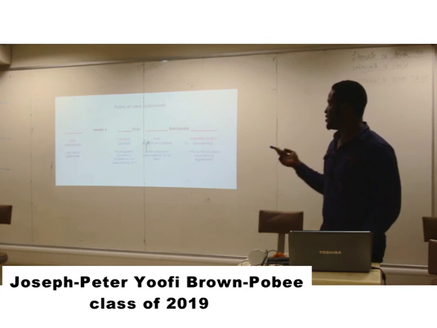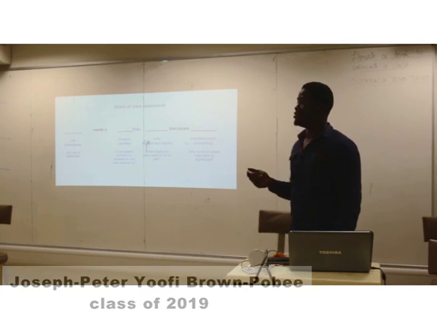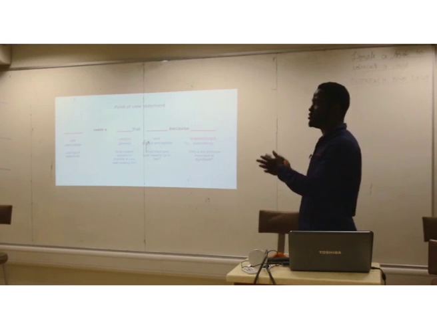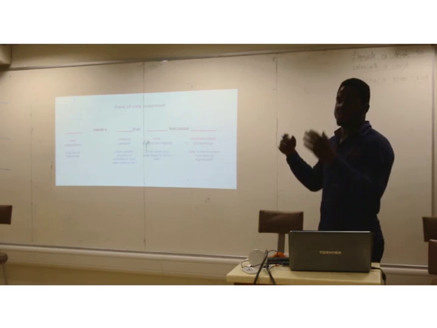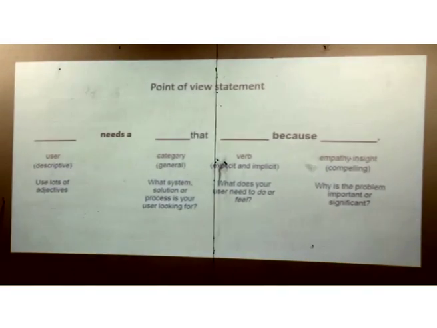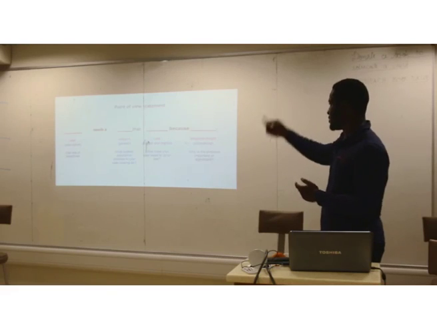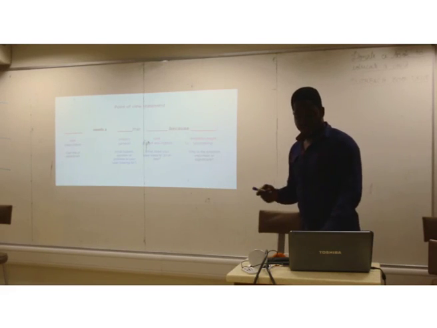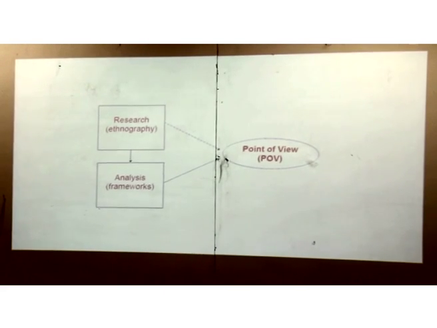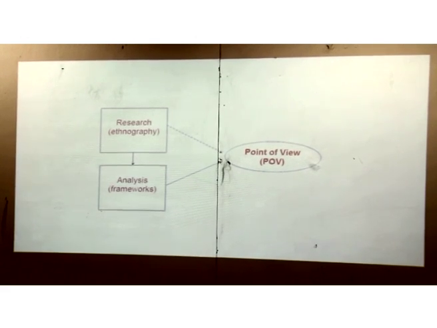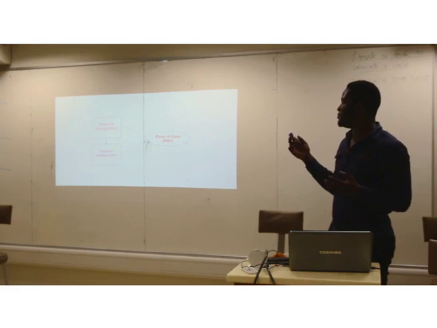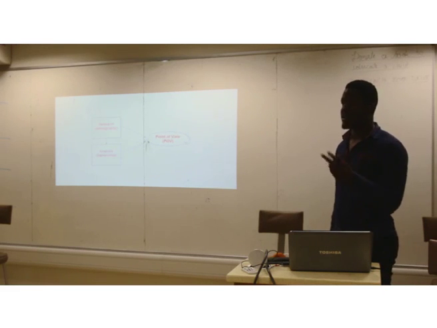So this is a sample POV statement that can really help you. The user is usually general, so you don't say Cybil, you pick a constituent of Cybil. So if Cybil is Zimbabweans, you try and generalize it. Needs a system, solution, device that gives them something unique, because it's an insight. So all these are fed from your analysis and research. In order to develop a good POV, take different analysis frameworks and develop POVs from those. Last week, we took you through persona and activity, and that's what we used.